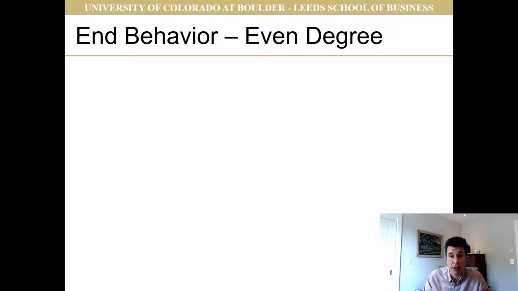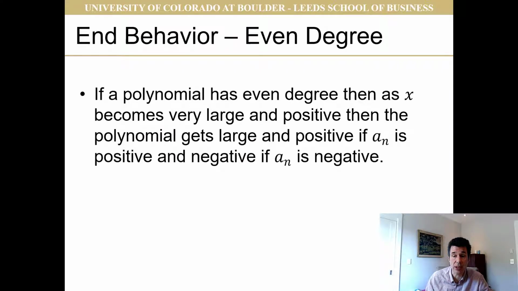The other thing we should think about with a polynomial is the end behavior. And this differs as to whether or not the degree of the polynomial is even or odd. If the degree of the polynomial is even, then as x becomes very large and positive, the largest term is x to some power n, where n is even. That's going to be even bigger and positive if a sub n is positive, and bigger and negative if a sub n is negative. So the polynomial with even degree becomes large and positive if a sub n is positive, and large and negative if a sub n is negative.